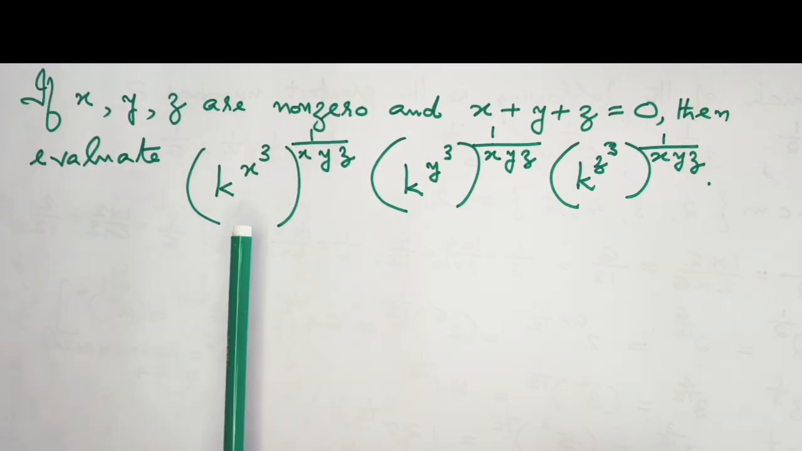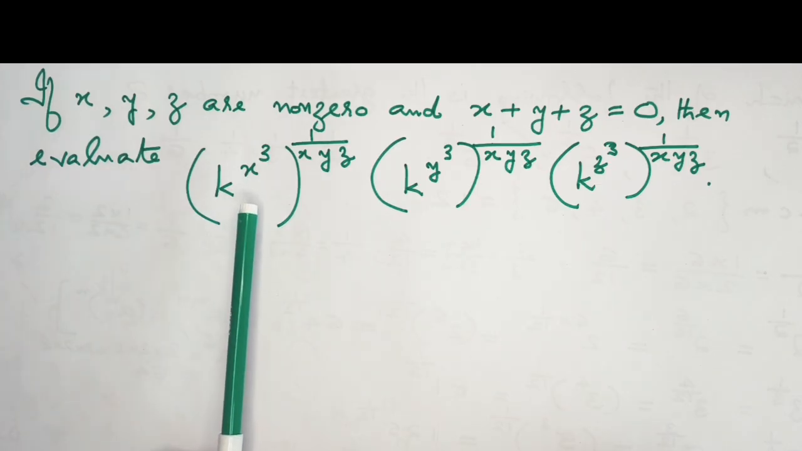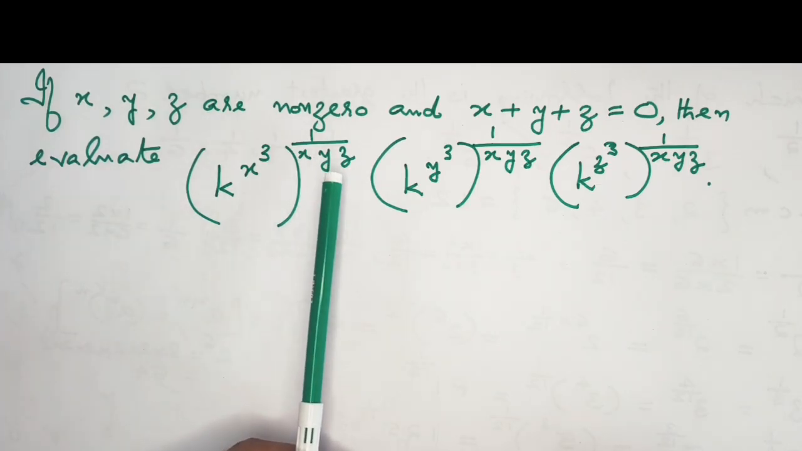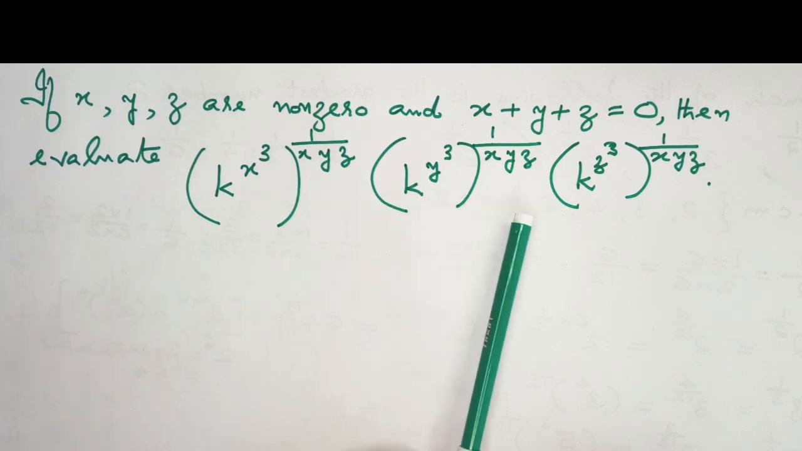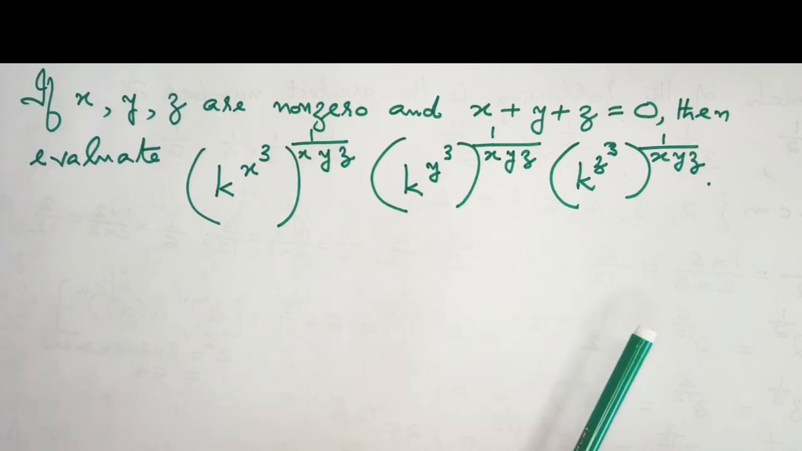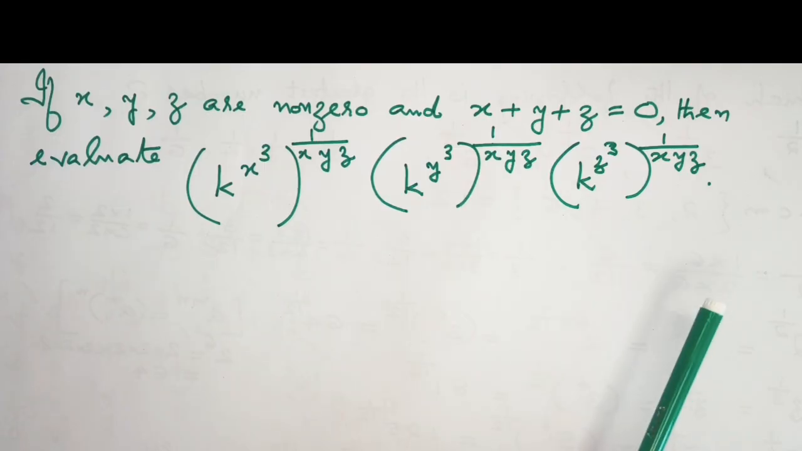We are actually simplifying an algebraic expression like k to the power of x cubed, the whole raised to 1 over xyz, multiplied by k to the power of y cubed, the whole raised to 1 over xyz, multiplied by again k to the power of z cubed, the whole raised to 1 divided by xyz. Here I will give you the shortest possible solution, making use of some basic laws of indices. So keep watching until the end of the video.